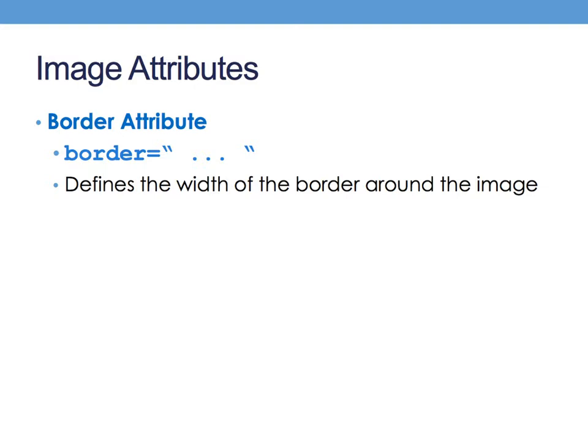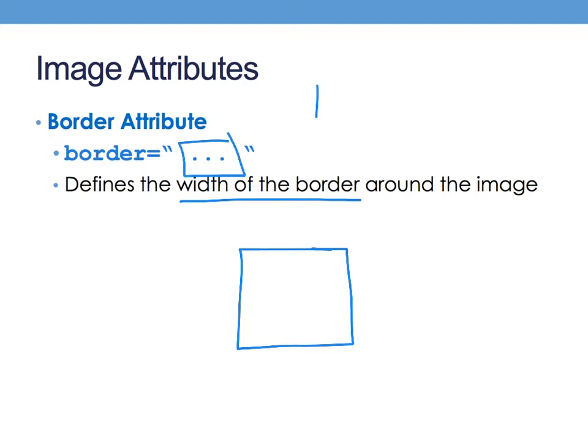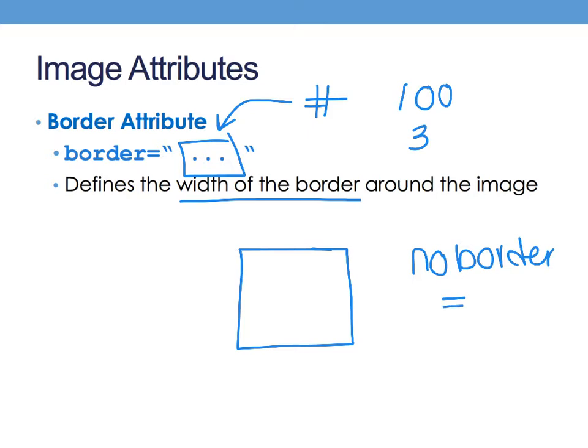All right, so that border attribute does really exactly what you'd expect it to do. It defines the width of the border around the image. So every image has a border around it, and what you can do is you can put a number inside of these quotations and you can dictate how many pixels you want that border to be. So if you want it to be thicker, you could do something like 100 pixels. If you want it to be really small, you can do something like 3 pixels. And if you want there to be no border at all, you can always put 0 pixels.